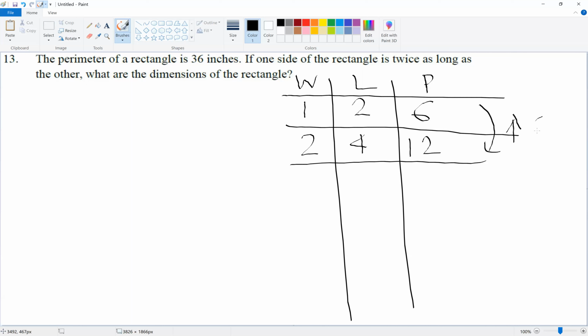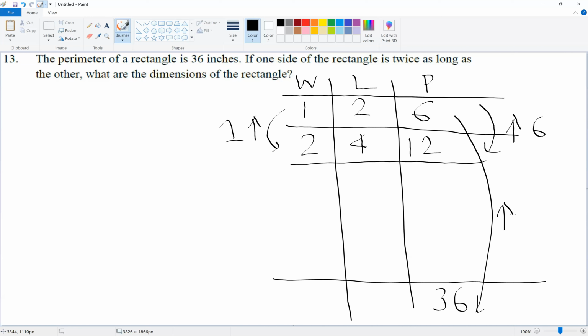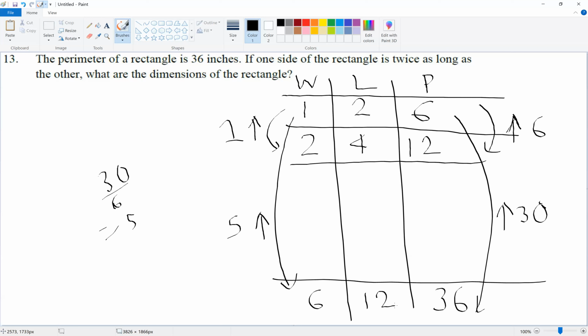It went up by 6 when this went up by 1. Correct? Mm-hmm. And our goal is to get 36. So from 6 to 36, it has to go up by 30. So how many times do I have to do it? Every time I do it, it goes up by 6. So 30 divided by 6, which is 5, right? I have to do it 5 times. So if I do 5 times, this would be 6 and this would be 12. Do you understand? Yeah. It's 6 by 12.